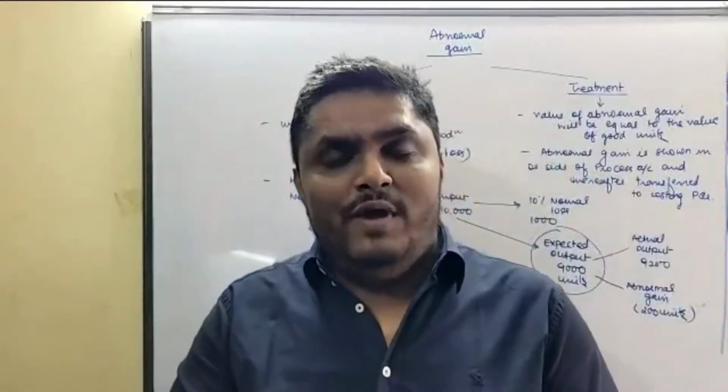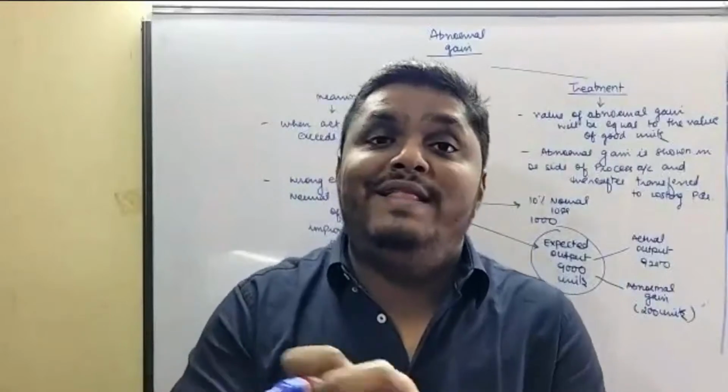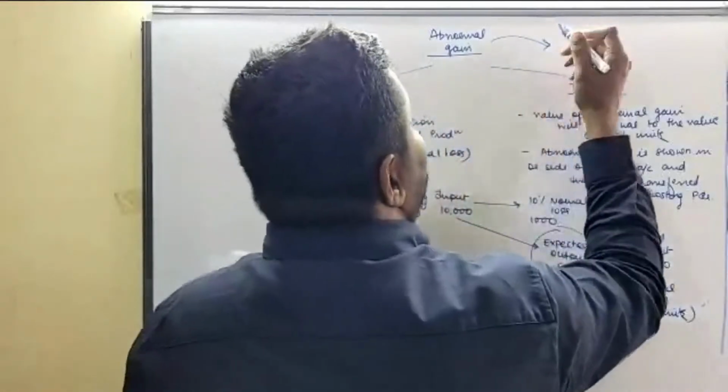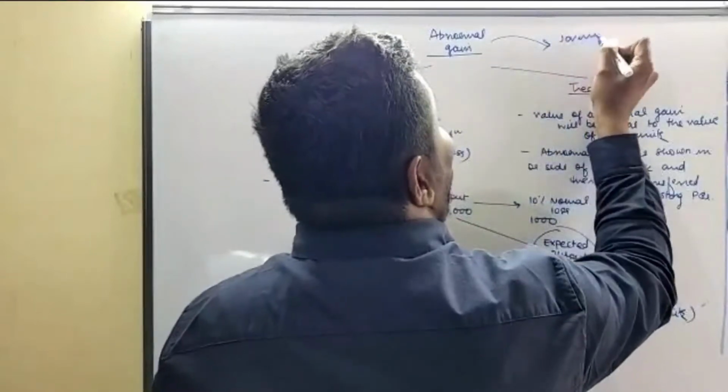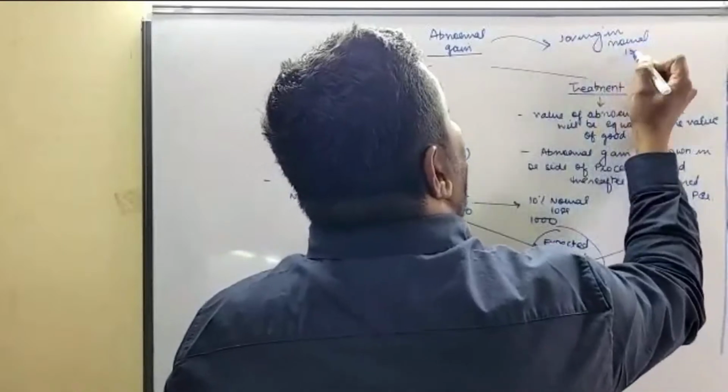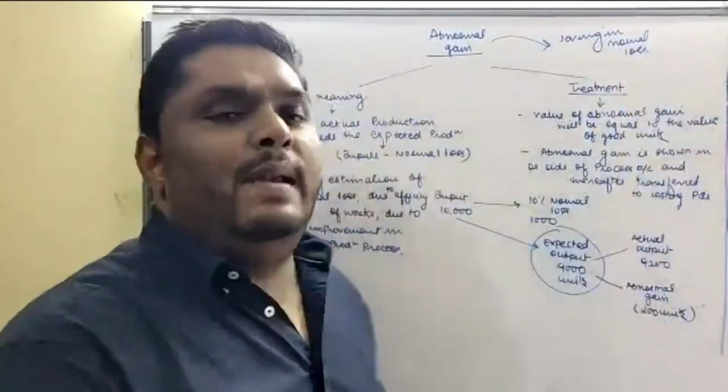We can use one more word for abnormal gain, that is saving in normal loss. Alternatively, we can say, what is abnormal gain? Saving in normal loss. How come? I'll be discussing this with the help of an example.